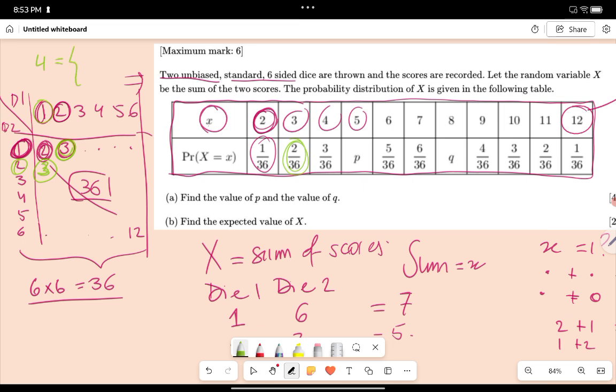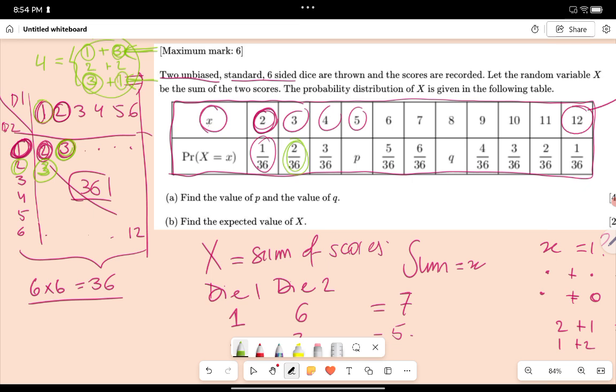And 4 is also interesting. You can get 4 by doing 1 with die 1 plus 3 with die 2, or you do 2 plus 2, or you do 3 with die 1 plus 1 with die 2. You see? These are distinct, different possibilities, because this one would mean throwing 1 with die 1 and 3 with die 2. That is a different outcome than having 3 with die 1 and 1 with die 2.